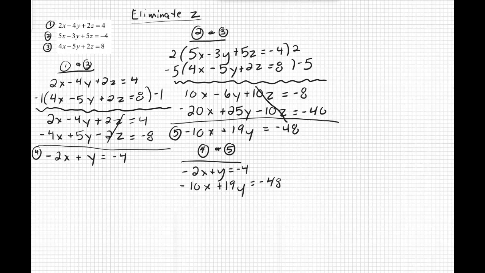So it really doesn't matter what you want to eliminate, whether it's x's or y's. I think the y's are easier to eliminate. So I'm just going to multiply that top equation. The opposite of positive 19 would be negative 19. So I want this to be negative 19y. So I'm going to multiply both sides by negative 19. Then I'm going to go through, multiply out.